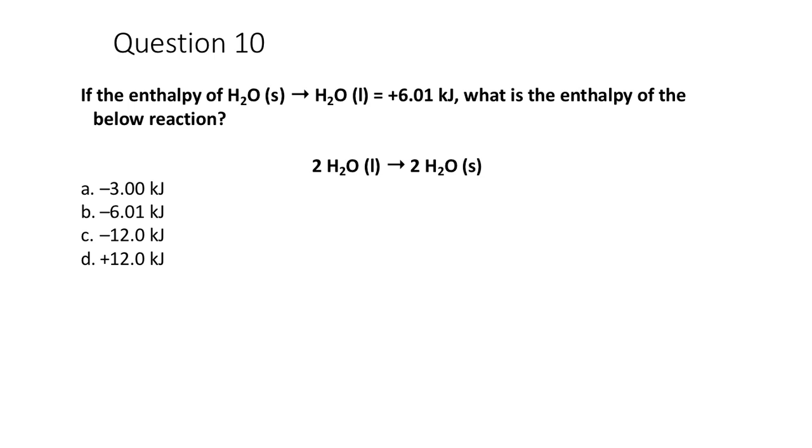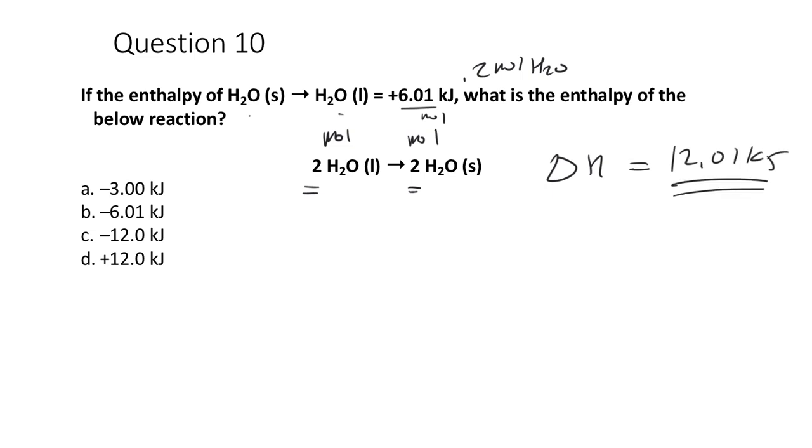So we have an enthalpy of water, solid to liquid, of plus 6.01 kJs per mole. So 1 mole of ice to 1 mole of liquid water is plus 6.01 kJs. What is the enthalpy of the below reaction? So what happens here when these are 2? Well, again, we're assuming these are 2 moles. So the idea is that it's 6.01 kJs per mole of water. And if you have 2 moles of water present in this reaction, then we need to double the magnitude of delta H. So this would be 12.01 kJs.